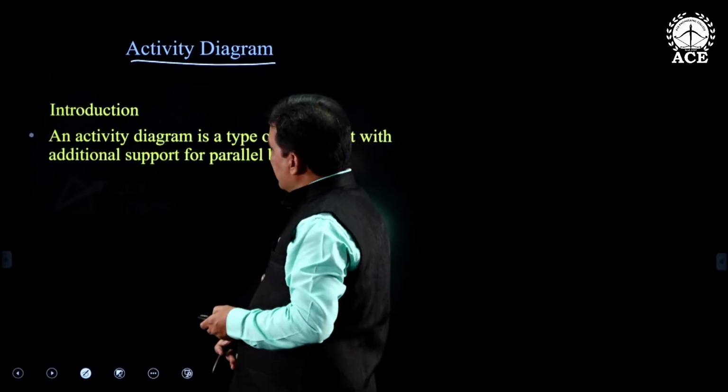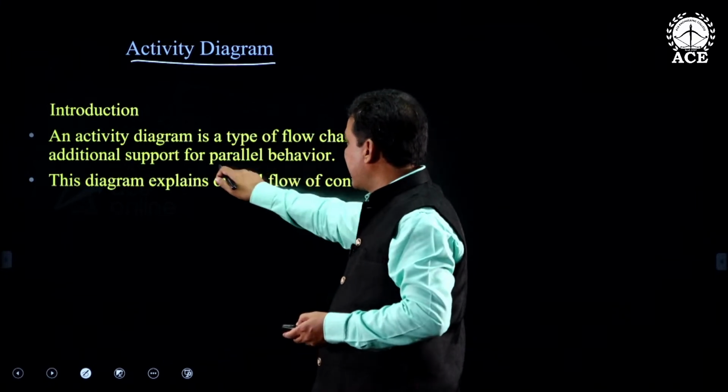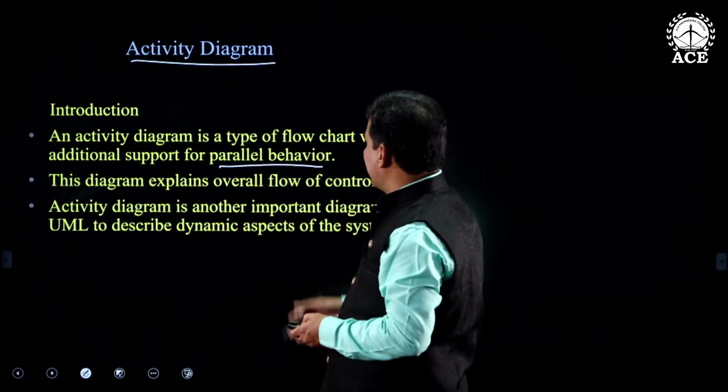An activity diagram is a type of flow chart with additional support for parallel behavior, so parallel activities can take place. This diagram explains the flow of control. An activity diagram can be modeled with swim lanes or without swim lanes. Whenever we have parallel activities, we have to use swim lanes. Where we don't have parallel activities, designers can use it without swim lanes.